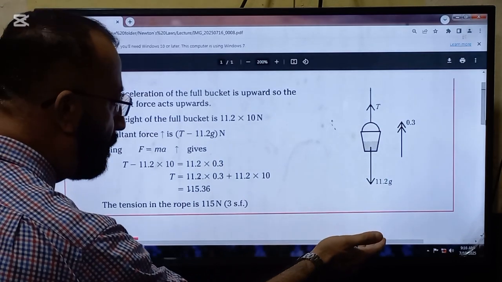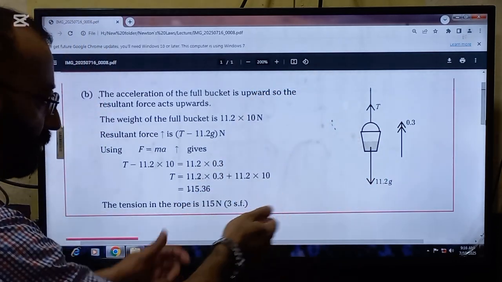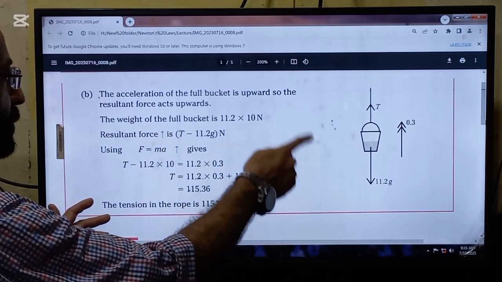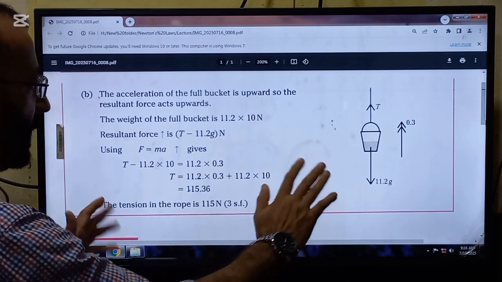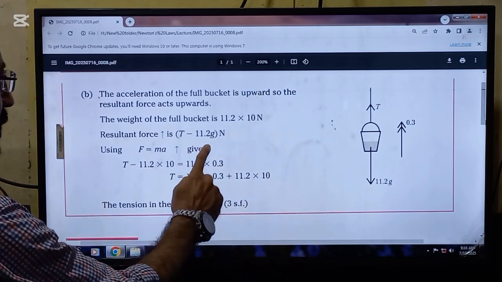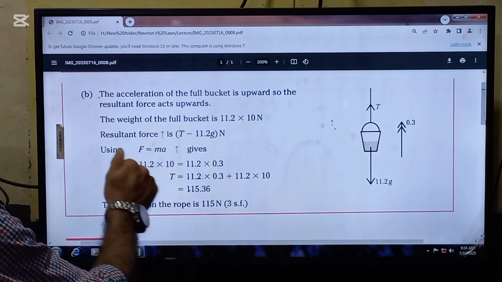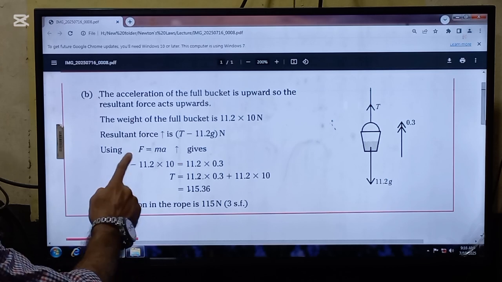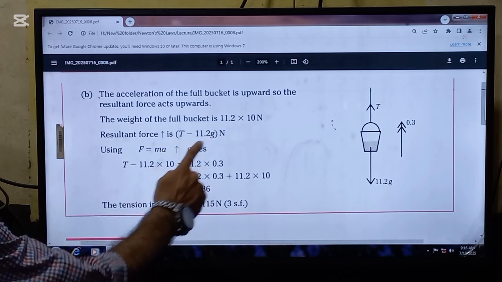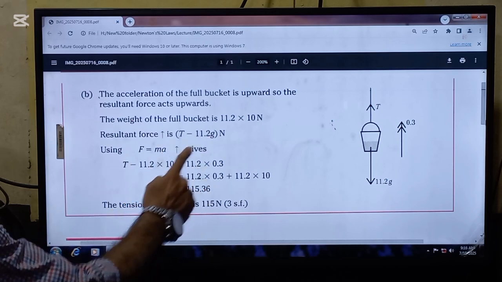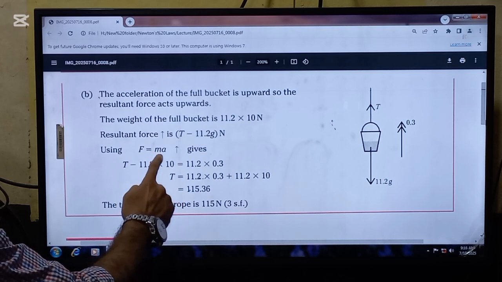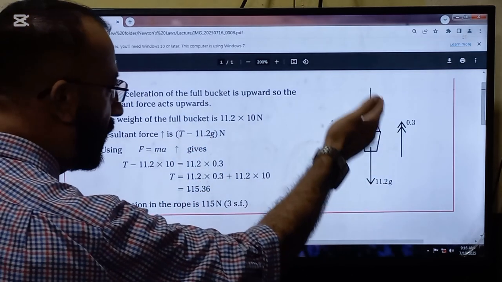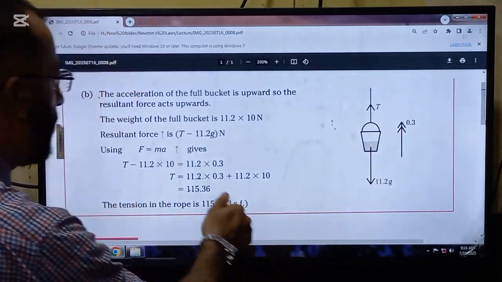Because the bucket is now moving upward, the tension in the rope should be greater than the weight of the container. So T minus 11.2 G Newton is the resultant force. Again, using the formula F is equal to ma, because the resultant force is T minus 11.2 into G, that is 10, is equal to M. M is now 11.2 into the acceleration of upward motion, 0.3.